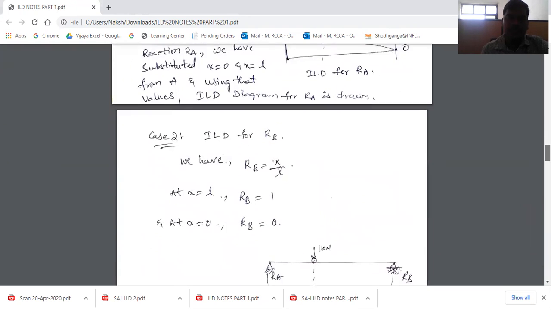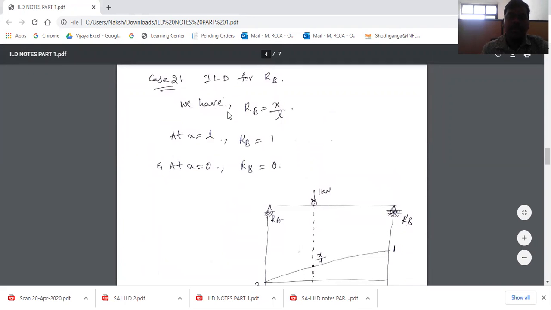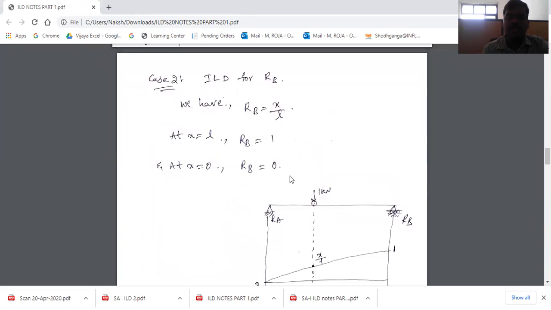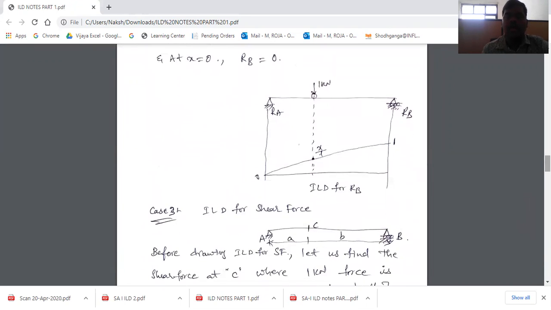Next, this is for case 2. In the same manner, we have RB is equal to x by L, and at x is equal to L, RB is equal to 1, and at x is equal to 0, RB is equal to 0. If you substitute these values in the reaction RB, we get these values. So this is how an influence line diagram for RB is drawn, like this. Okay, in this manner it is drawn.